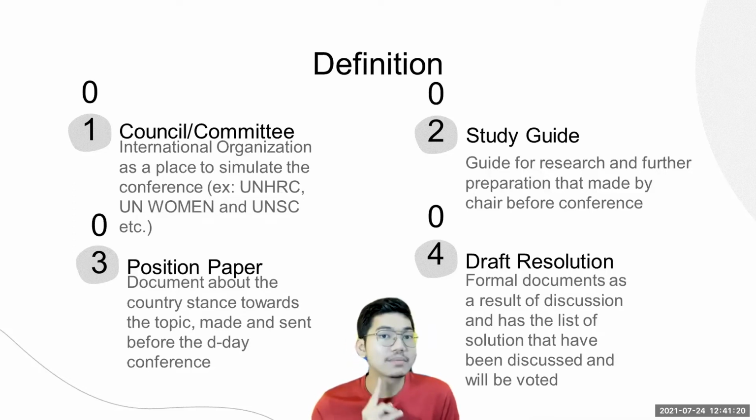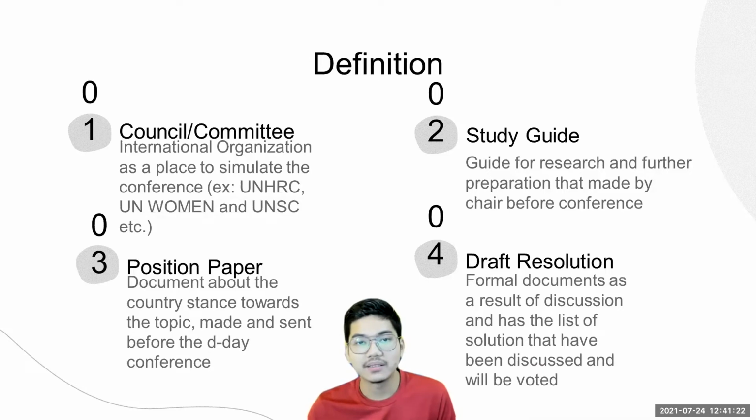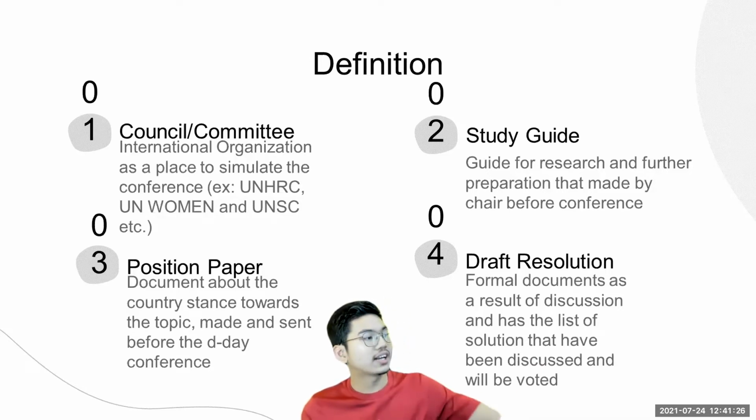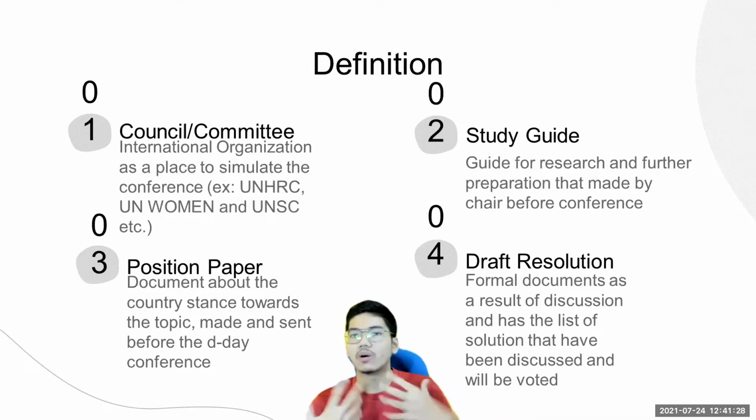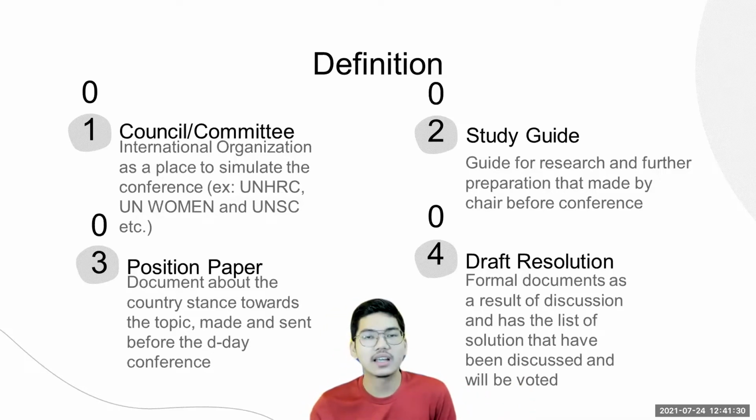Second question: is the country decided by you or by the committee? The answer is that you don't choose the country, right? You cannot choose your own preferred country. Oh, I want to represent New Zealand. I want to represent the Philippines. I want to represent India. I want to represent Saudi Arabia. You cannot do that. Sadly, you cannot do that.